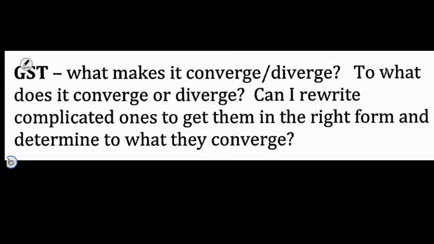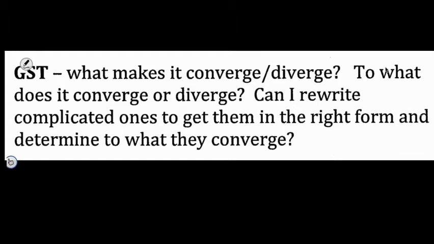So here's what you need to know. The geometric series, what makes it converge or diverge? The absolute value of the common ratio, or absolute value of r. When it's less than 1, we have convergence. Greater than 1, we have divergence. To what does it converge? It converges to a over 1 minus r.